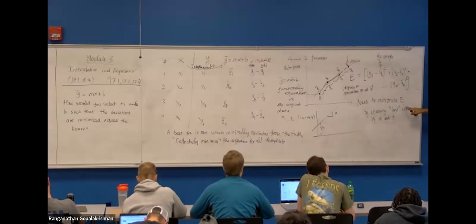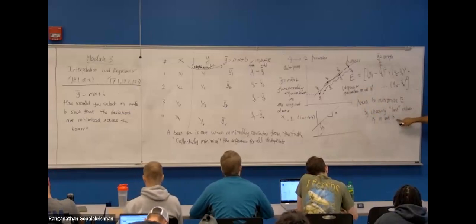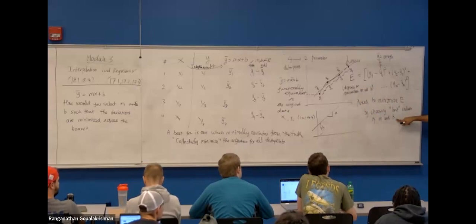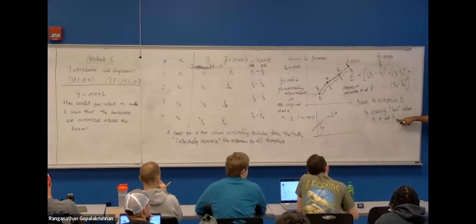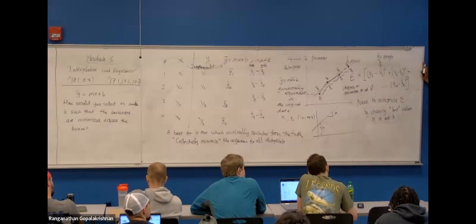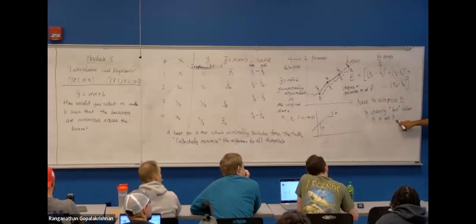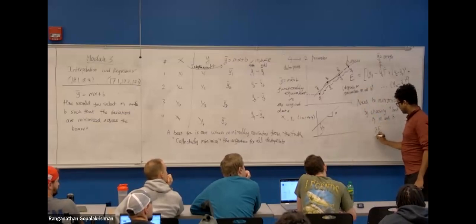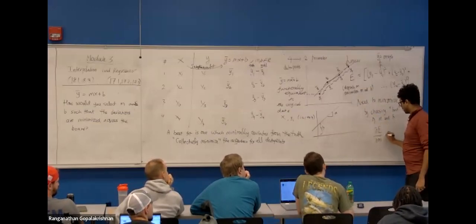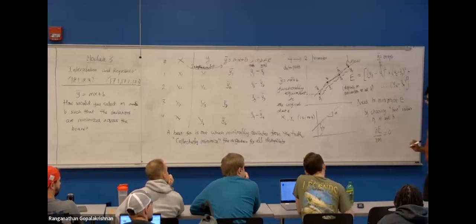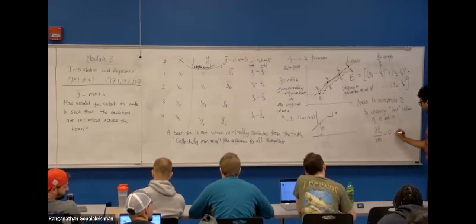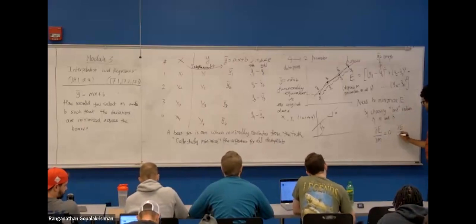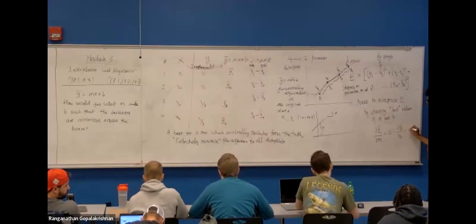And now read this statement. Need to minimize E with respect to M and B. Now bring out your calculus knowledge and tell me the next step. You want to minimize a quantity with respect to M and with respect to B. So what would you do? You will take the quantity, differentiate it with respect to M and set it to 0. Right? And then you will take that quantity, differentiate it with respect to B and set that also equal to 0.